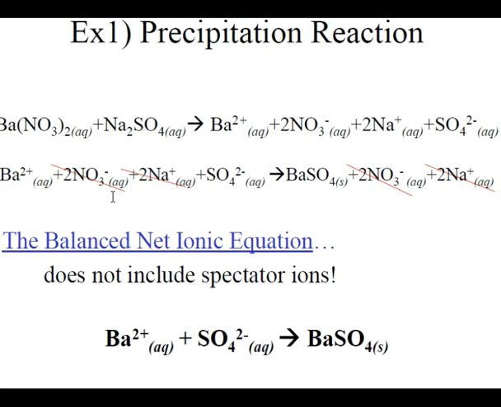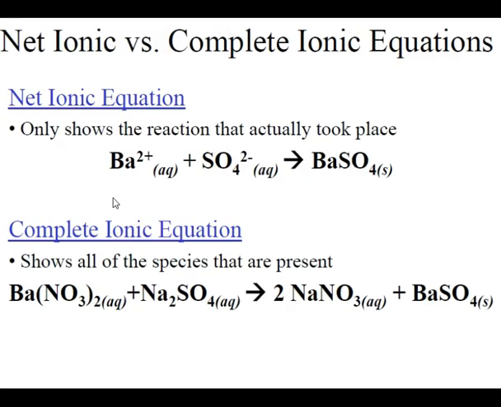Net ionic equation. We use net ionic equations for reactions that occur in water because we have some ions that don't participate, and we don't want to include those because they're not participating. They're just floating around in the water. So a net ionic equation shows only the reaction that took place, while the complete ionic just shows all the species that are present. Notice on the left-hand side in the complete ionic, you have barium nitrate listed as aqueous.